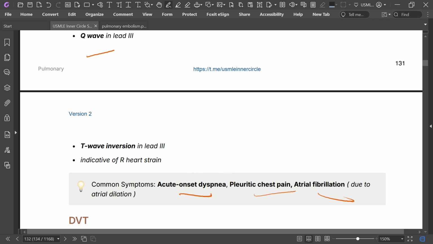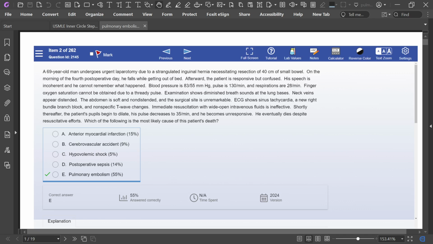Okay, now some question answer discussion. Look at this question. This patient, after urgent laparotomy, that means after surgery, on the fourth post-operative day falls while getting out of bed. Afterward, the patient is responsive but confused.